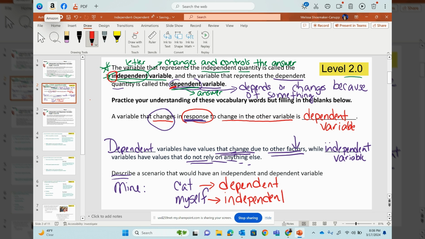Independent. Ooh, I'm really struggling with that. Because the cat is dependent on me for what? For food and water. Okay. So you're just going to pause and write a couple of sentences here about something other than a cat and yourself that would maybe illustrate independent and dependent. This is going to help you remember.